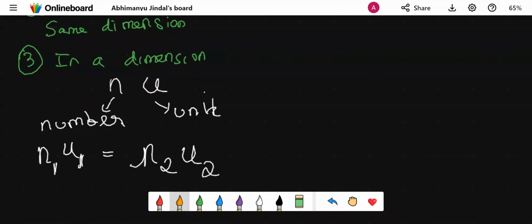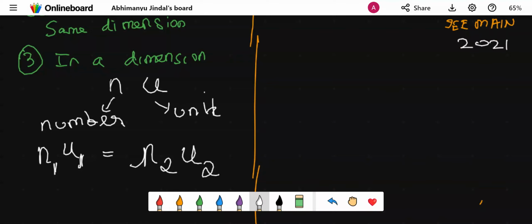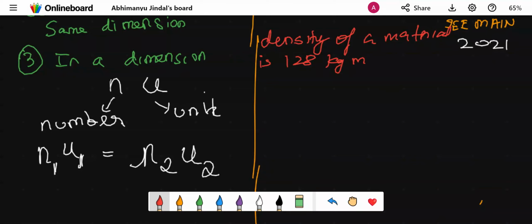Now let's do an application question which was asked in JEE Main, I guess 2019 or something. It's a good question. No, it was in 2021. Okay, let's do this question. It says that the density of a material is 128 kg per meter cube.